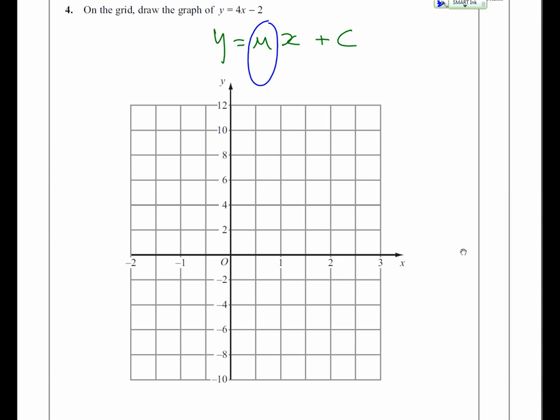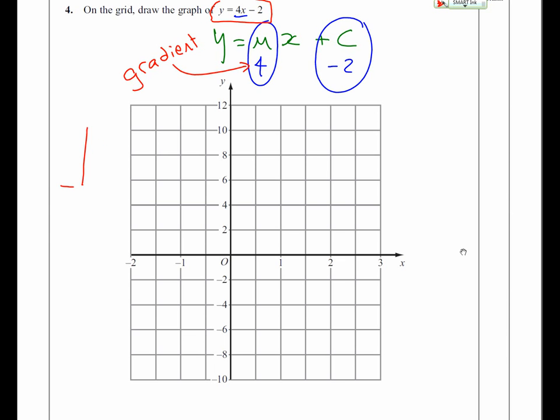You could draw a table, yes, or we could think, what's the number in front of x? It's 4. What's the number on its own? It's minus 2. And if we know about y equals mx plus c, which is a standard form to write a straight line in, we know that that's our gradient. And the gradient means if you go 1 across, how many up does your line go? That's gradient. Okay, y-intercept is the c. And that helps us to draw the graph.